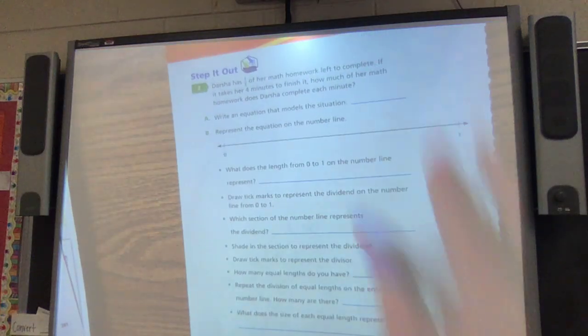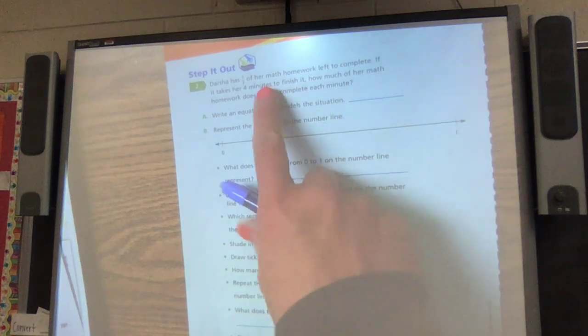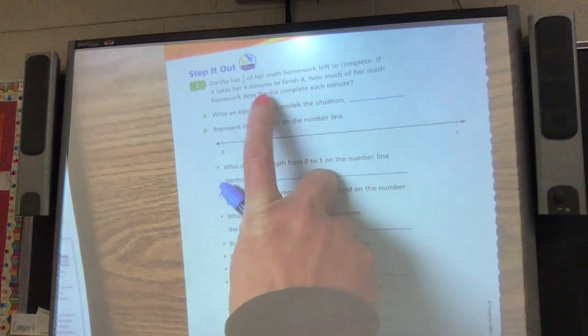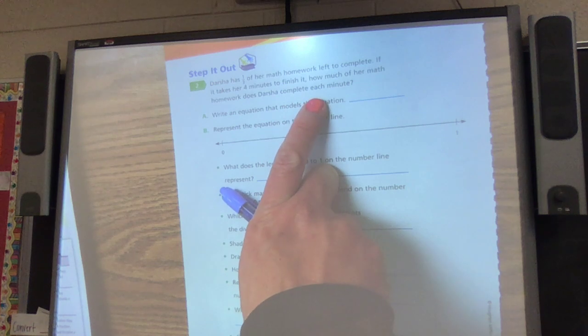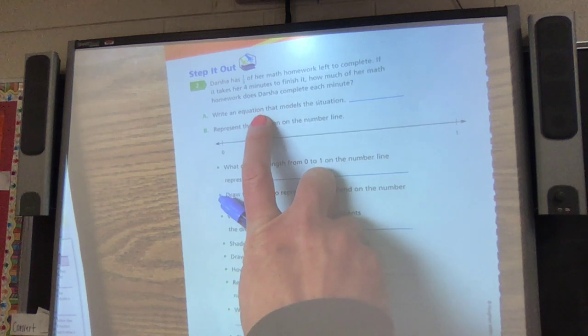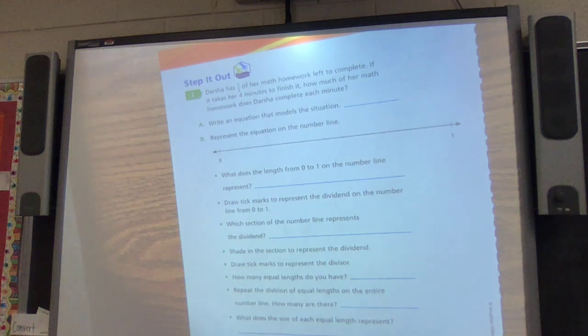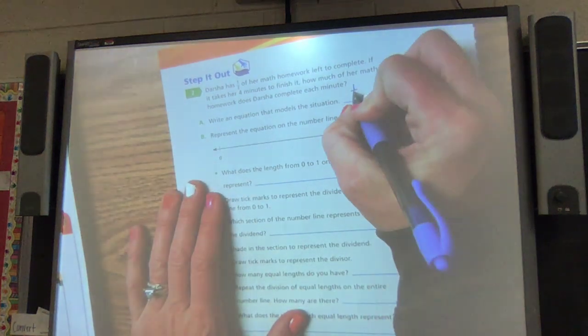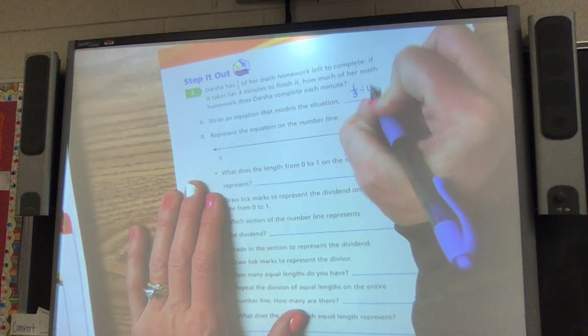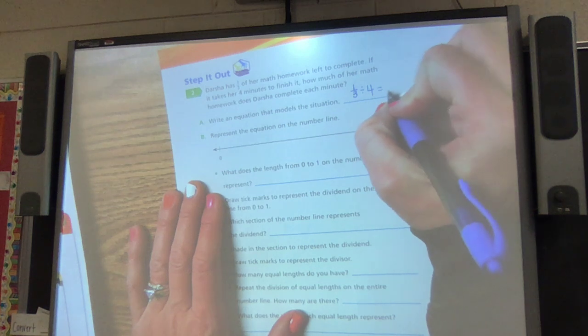All right, Darsha has 1/3 of her math homework left. If it takes her 4 minutes to finish it, wow, how much of her math homework does she complete each minute? So first, write an equation. Think about what you're dividing. What's being divided here? She has 1/3 of her math homework and it takes her 4 minutes. How much does she do each minute? So the math homework is being divided among the 4 minutes. And we can say R again.